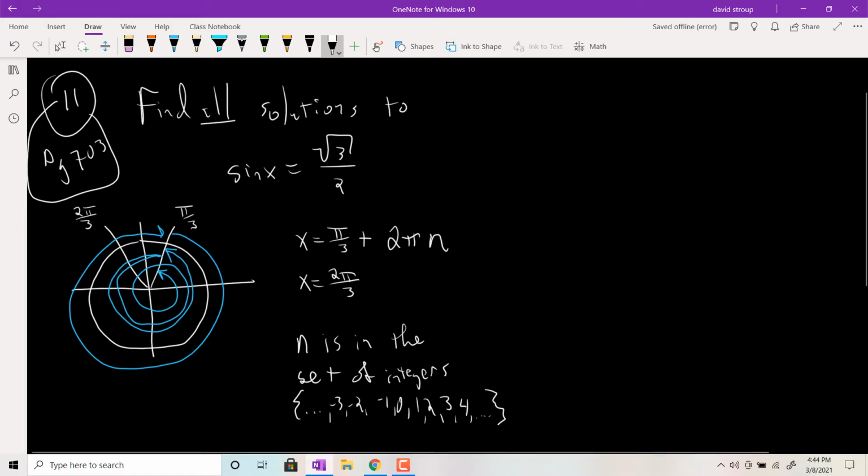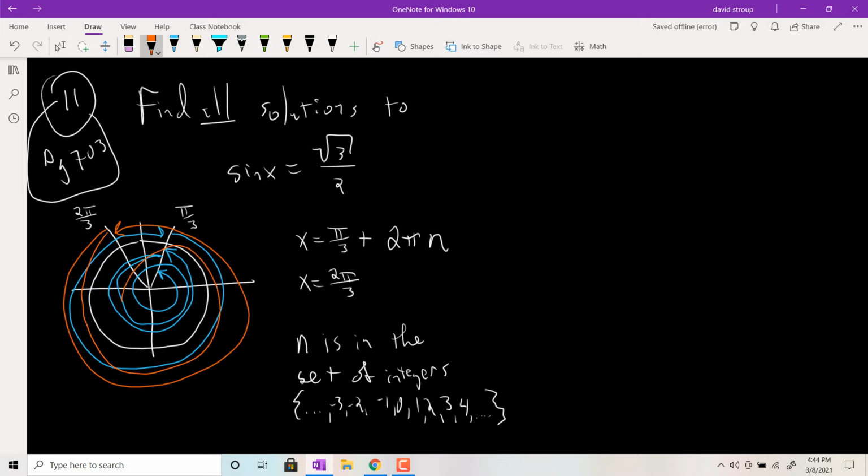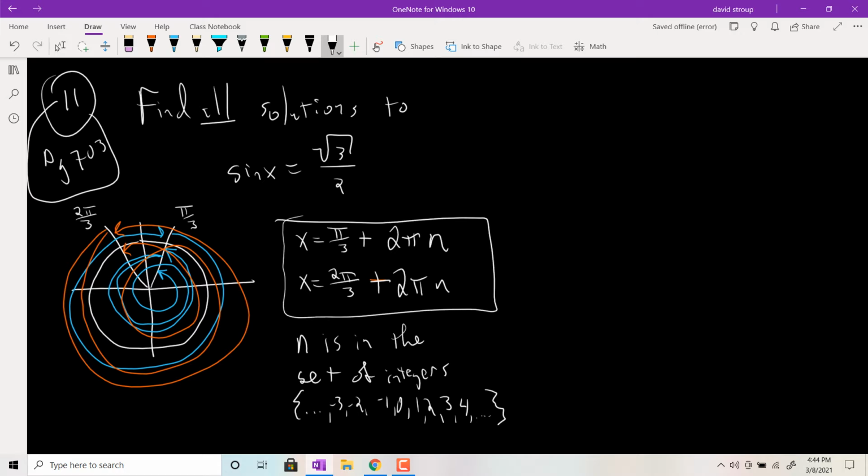So you could do that with pi over 3, but you could also do that with 2 pi over 3. If you added in another 2 pi, you would get back to where you started. You could add in 2 times 2 pi, so I go around once and then twice and get back to where I started. You can also subtract. So again, we're going to add in 2 pi n. So plus 2 pi n, and these two things would represent all your solutions.